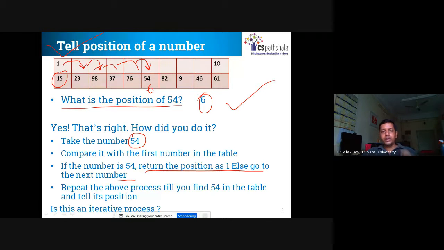So let me repeat again. Does 54 match with 15? No match. Next, go to the next position. Is 23 equal to 54? No. Is 98 equal to 54? No. Is 37 equal to 54? No. Is 76 equal to 54? No. When the number at a position is equal to 54, note down the position. So 1, 2, 3, 4, 5, then 6. The position 6 is where you can find it.